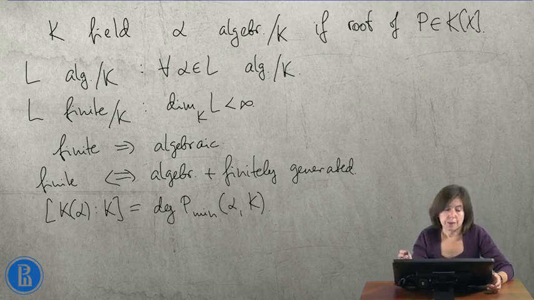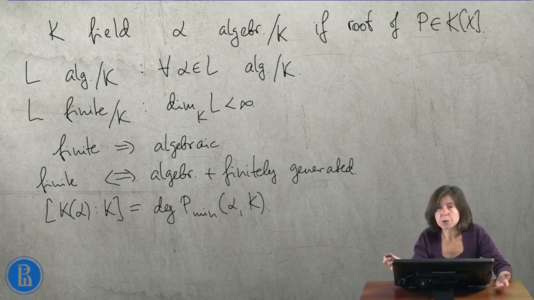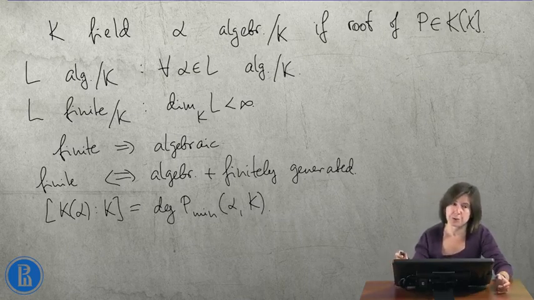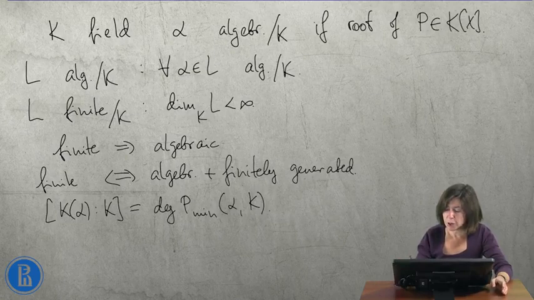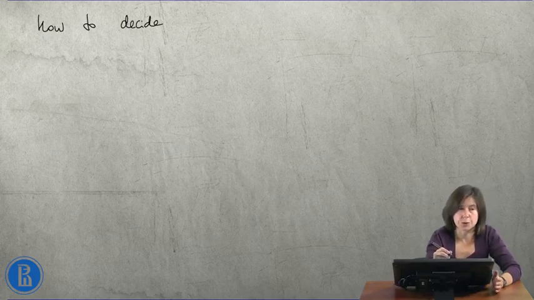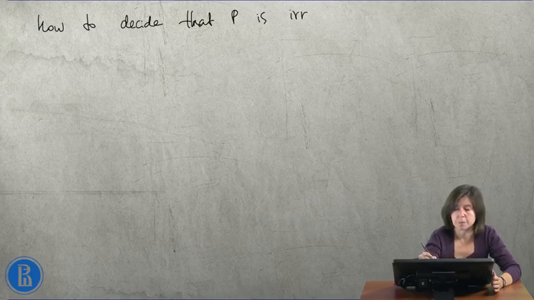So, given some algebraic element over K, a root of some polynomial, it is important to be able to decide whether this is the minimal polynomial of alpha over K. That is to say, it is important to have some irreducibility criteria. And this is something you probably already know, but since it's so important, I would like to remind a couple of things about this. So, how to decide that a polynomial is irreducible over K?